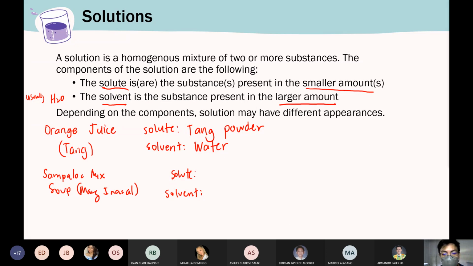Nakakamiss, di ba? Dati ginagawa ko face-to-face. Parang after ng klase namin sa FEU, minsan diretso ako Mang Inasal. Nakakagutom eh.